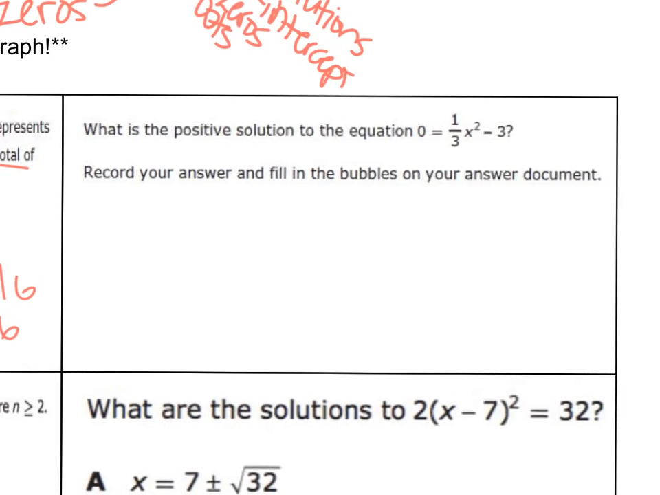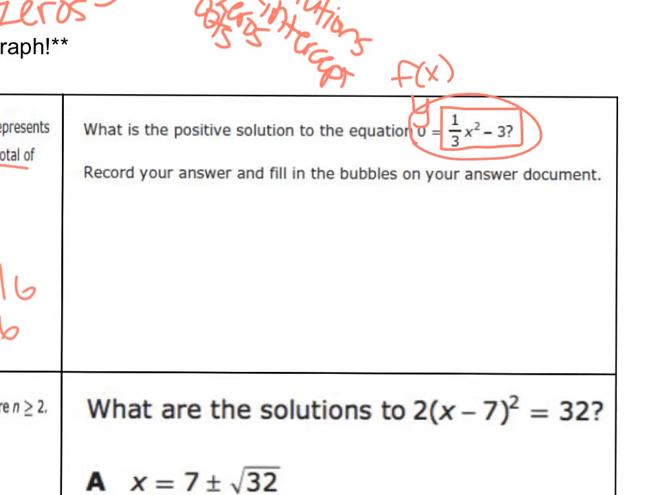On this question, what is the positive solution to the equation? And we have it here. Remember, 0 is the same as y, is the same as f of x. So you do not need to graph this in relation. You can just start here and put this equation into your calculator.